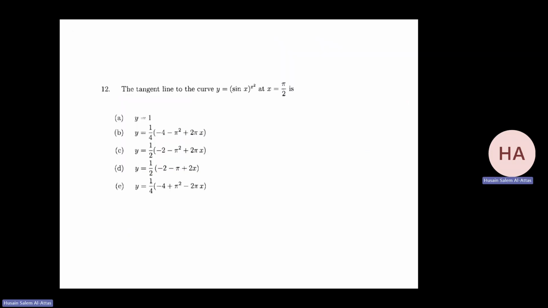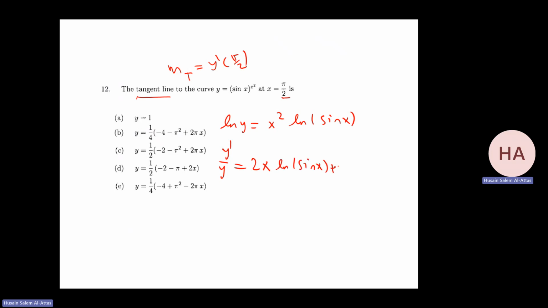Tangent line. He wants the tangent line for this curve at this point. Slope is y prime at pi over 2. Okay, so take ln. I have ln y equals x squared ln sine x. Differentiate with respect to x: y prime over y equals 2x, product of two functions, plus x squared times cosine x over sine x.